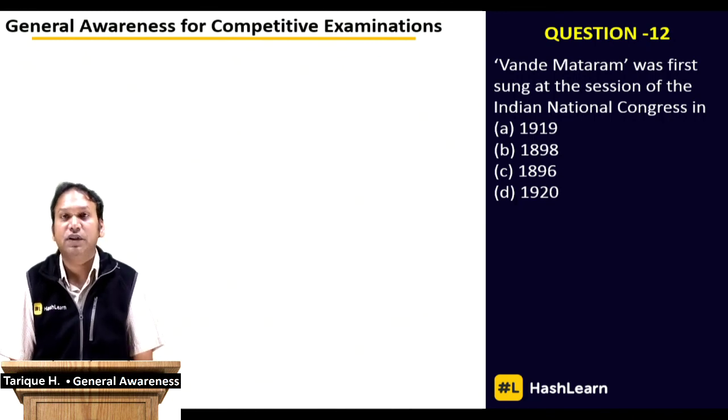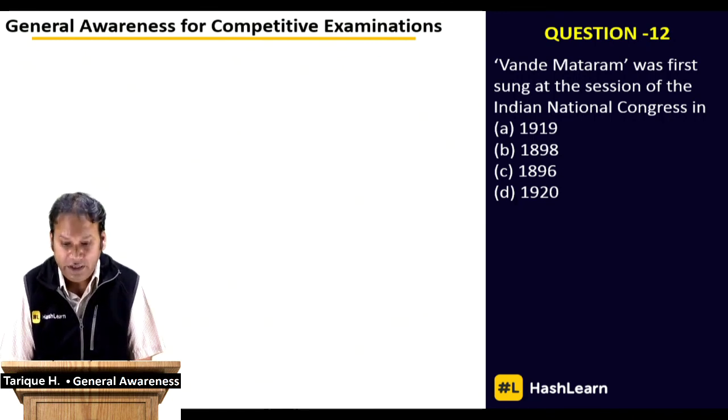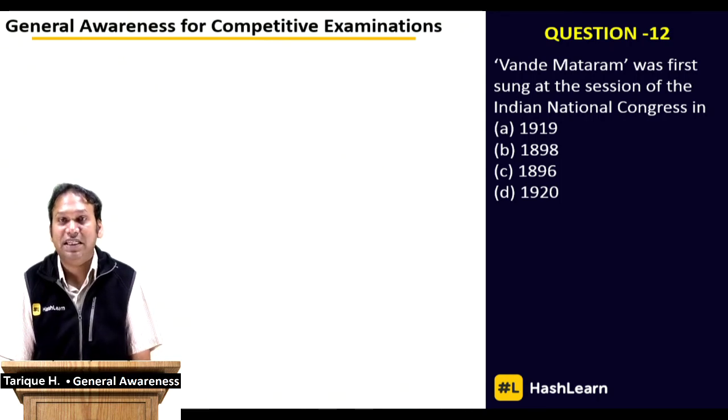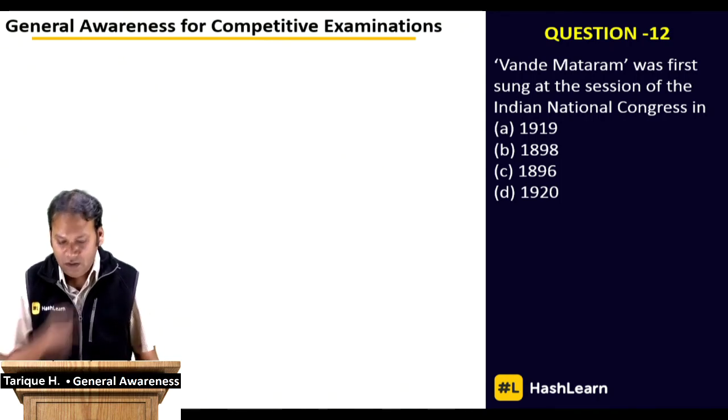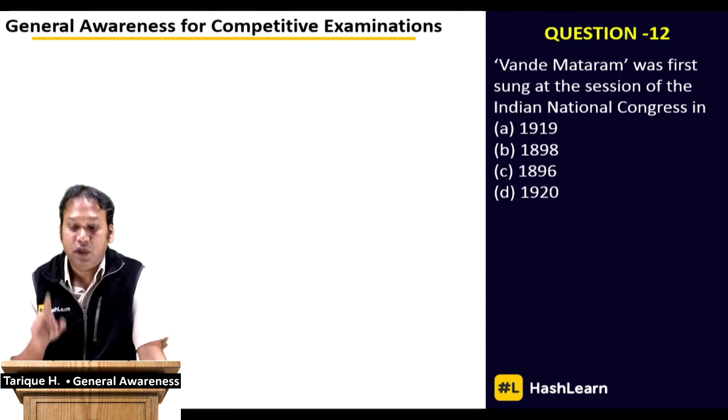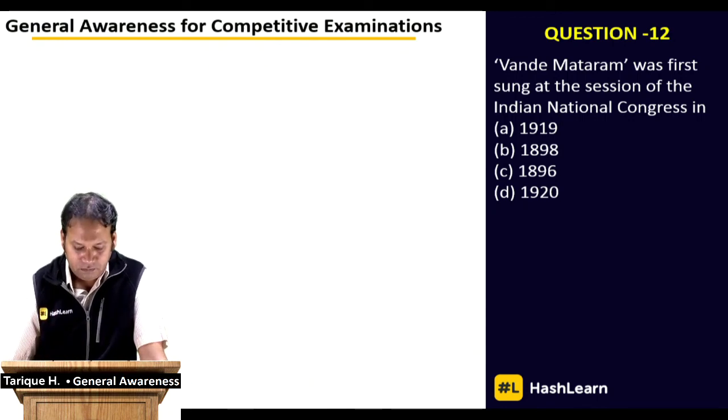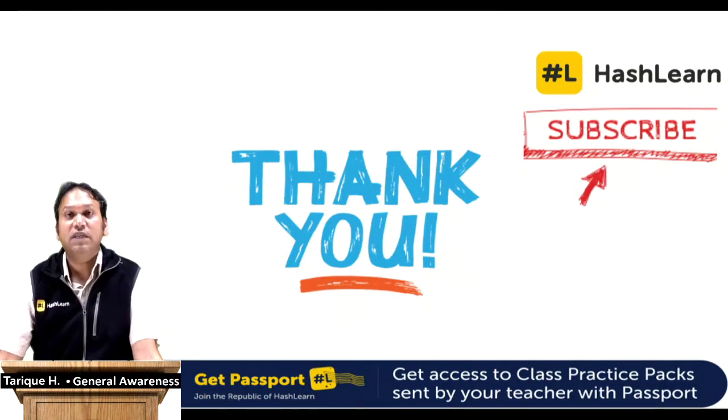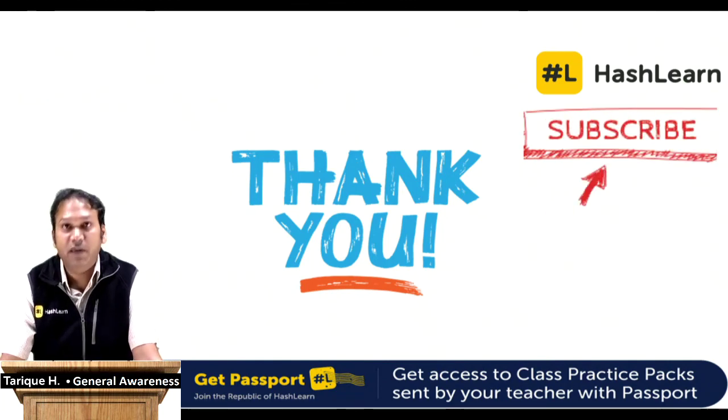If you don't know the answer to this question, then please write down. The correct answer to question number 12 is C, 1896. Right? Question number 12, the right answer is C. So 12 questions we have done, students, today here, covering some very important parts and giving you directions on how to prepare for your examination for static GK.